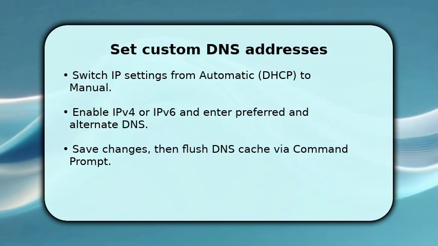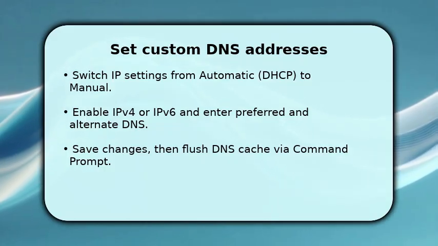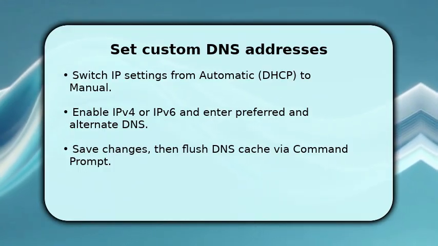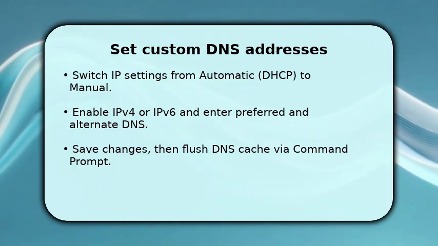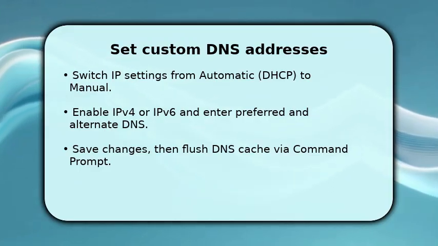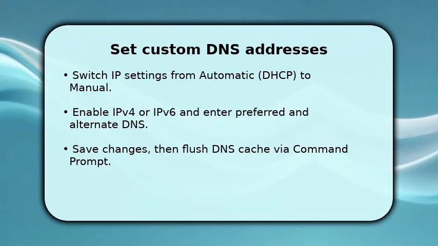Now switch IP settings from automatic DHCP to manual so you can enter DNS addresses directly. Enable the correct protocol, IPv4 for most users or IPv6 when required, then type the preferred and alternate DNS servers, for example 1.1.1.1 and 1.0.0.1 or 8.8.8.8 and 8.8.4.4.